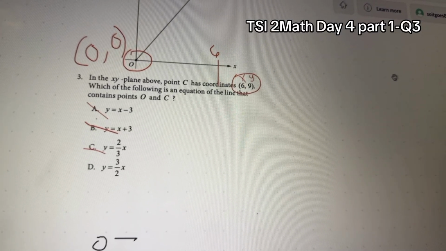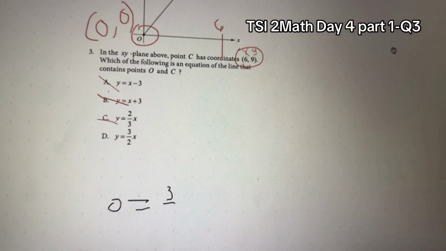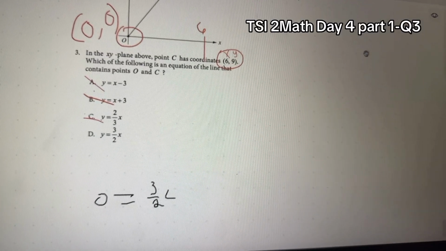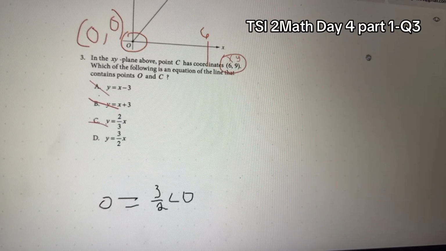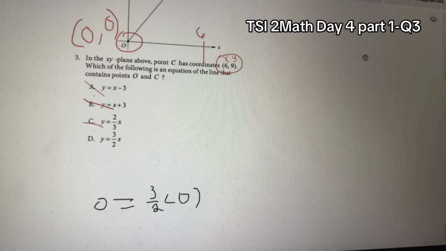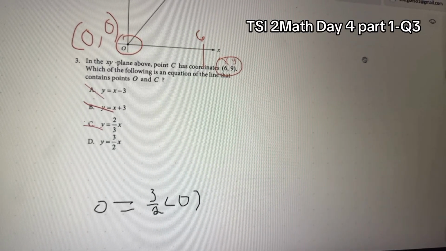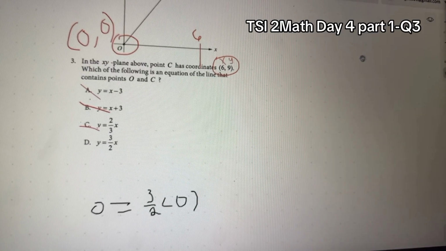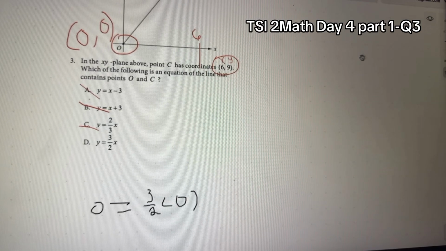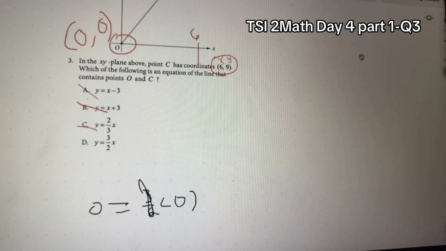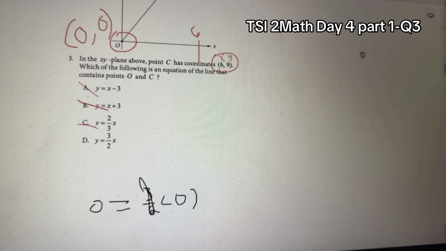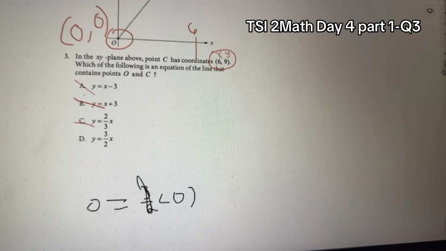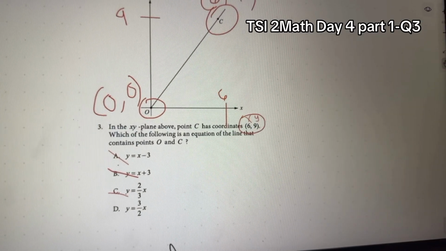0 equals 3 over 2 times 0, right? Is that a true statement, Jackson? No. What's anything times 0? 0. Anything times 0 is 0. So 3 over 2 times 0 would cancel out. Oh, so it is a true statement. 0 is equal to 0. So we can confirm it is indeed answer choice D.